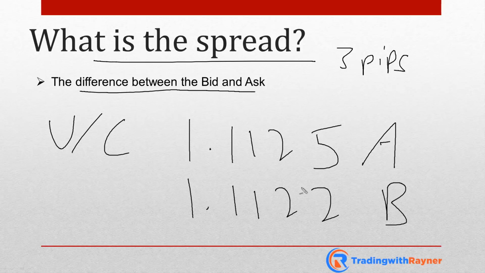Of course, different currency pairs, depending on whether it's a major, exotic, and so on, have different spread ranges. But generally, the major currency pairs have a tighter spread.